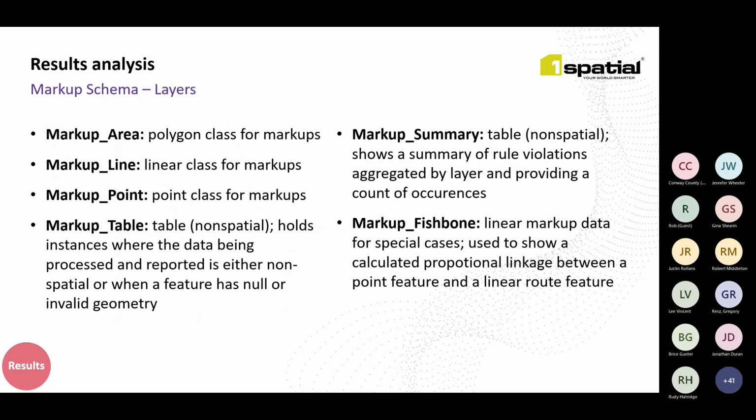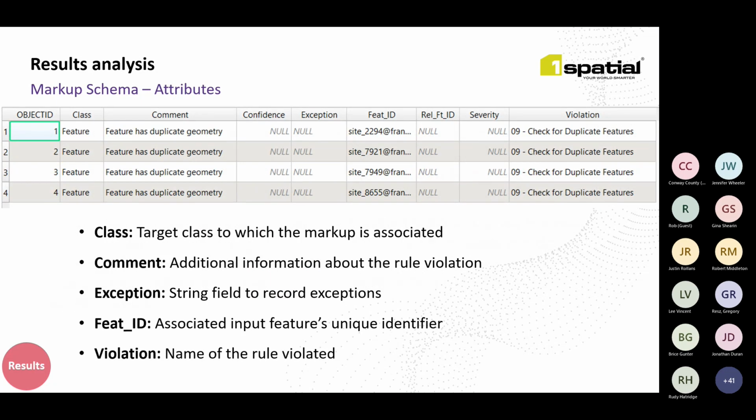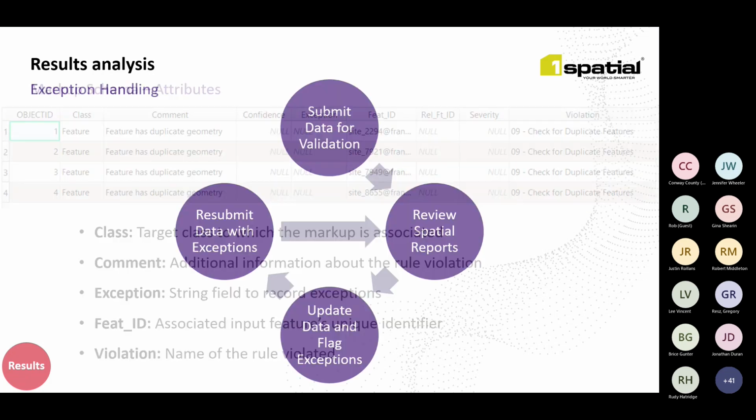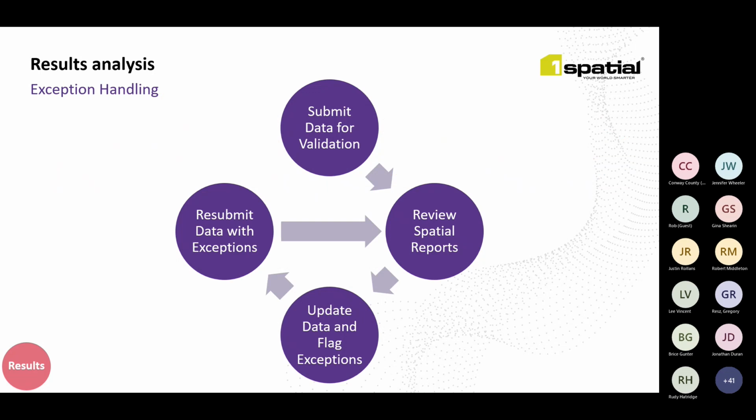So again, here in my PowerPoint, I just have an explanation of the different types of markup layers that you might see in that output, as well as some of the attributes you might see. And I've already discussed the exception handling, but essentially the process is you're submitting that data, you're reviewing those spatial reports, you're going to update that data and flag any of those exceptions. You're going to change that exception field.